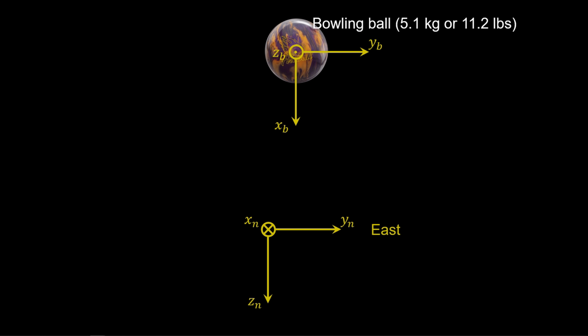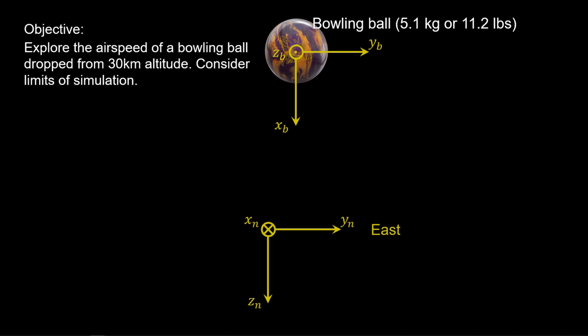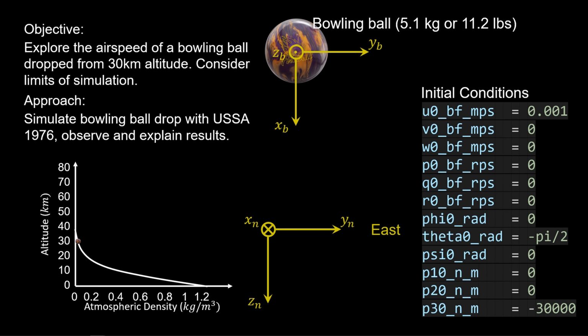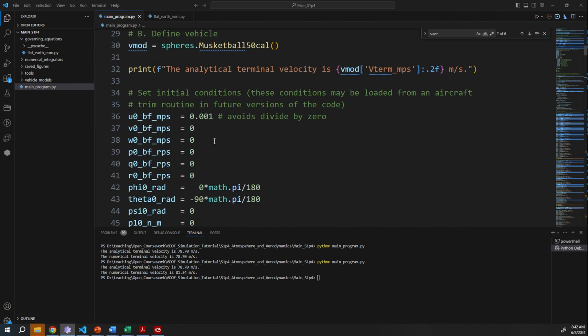Now, let's explore dropping a bowling ball from 30 kilometers or 98,400 feet in altitude. At this altitude, the air is very thin, and the bowling ball will continue to accelerate for a longer period of time than in the previous example. Once we obtain the results, let's think about the validity, that is, how true the results are to the actual physics of the system. Back into main program.